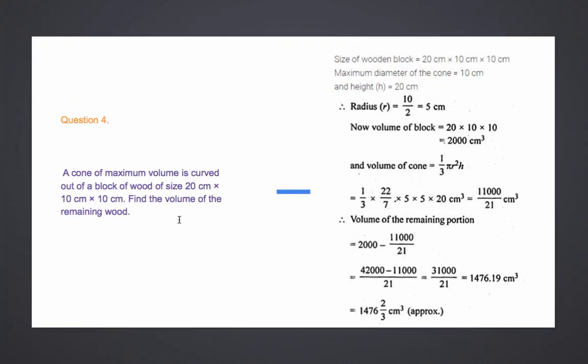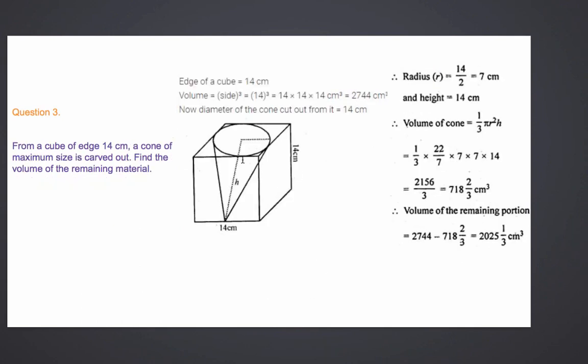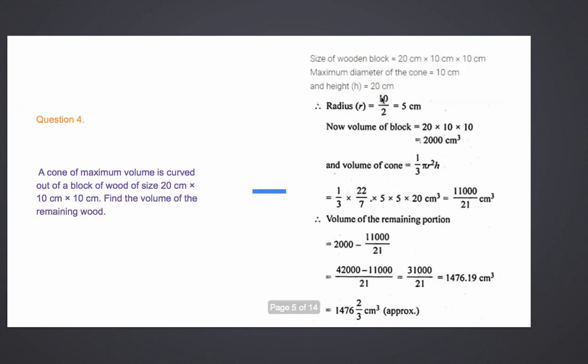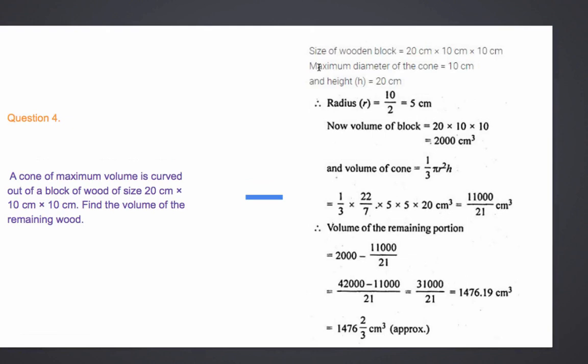Exactly the same as the previous question, students. Instead of a cube, what do I have now? A cuboid. And what is carved out from the cuboid? A cone. So let us understand this, and then you can complete the same.